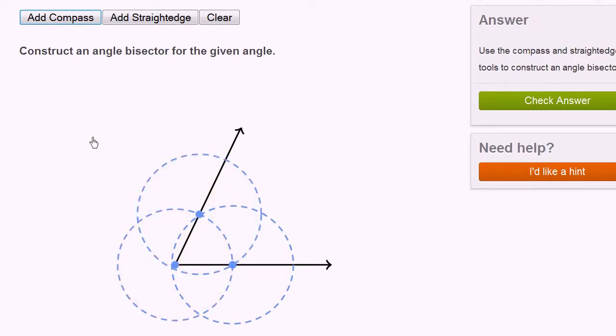They're equidistant to both of these points. And so we can now draw our angle bisector, just like that. And you might say, well, how do we really know that this angle is equal to this angle?